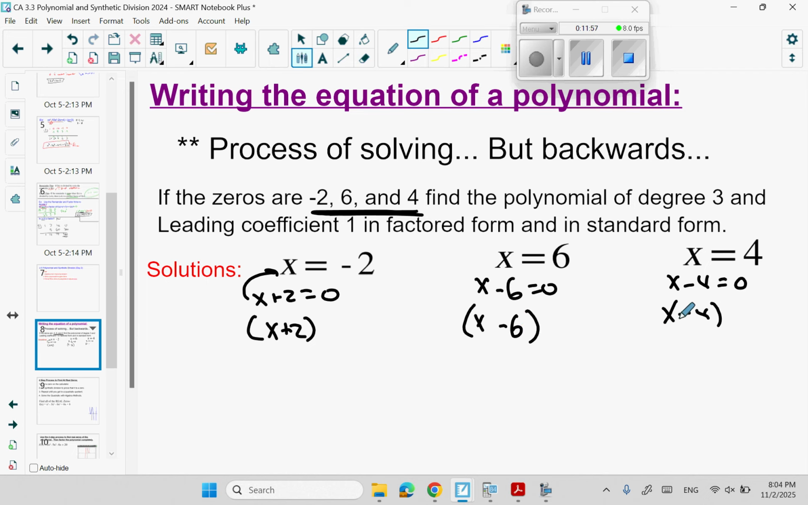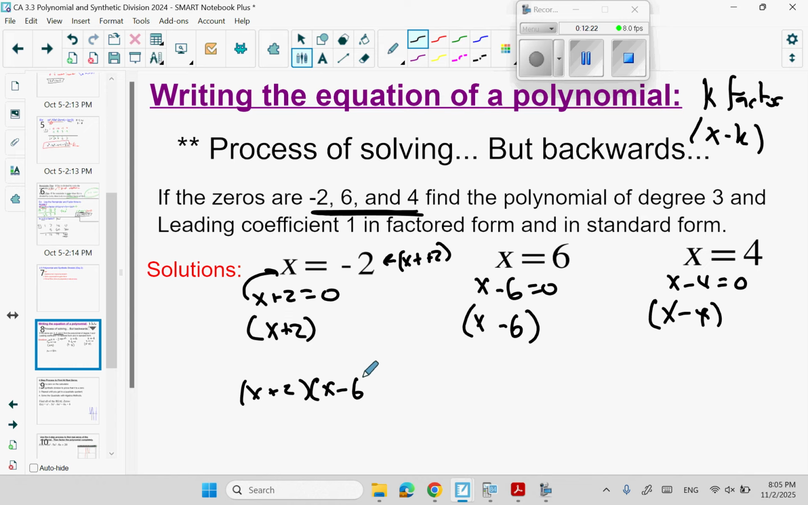and x minus 4. In general, if k is a factor, I know that it's always going to be x minus k as a parenthetical. Here in this case, you could treat this as x minus negative 2. That's the same thing as x plus 2. So I would get x plus 2, x minus 6, and x minus 4. And then here it says leading coefficient of 1. Whenever it has a problem like that, I'm just going to put my leading coefficient right out there.